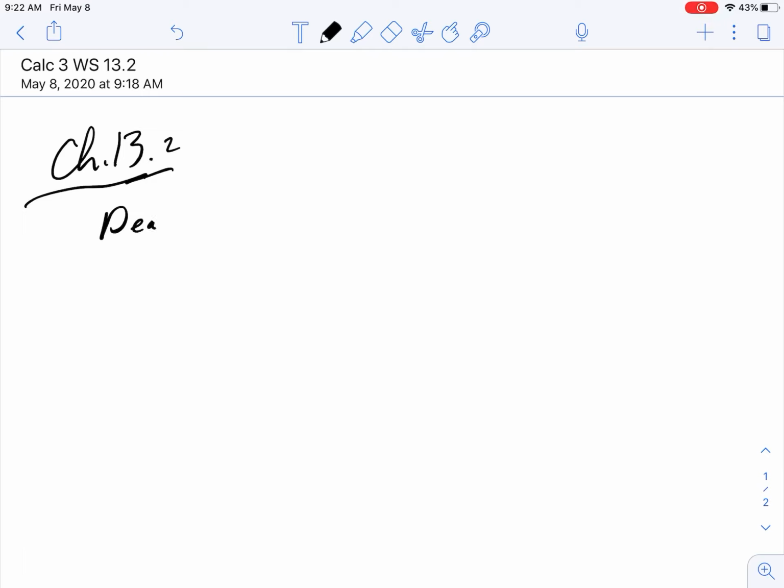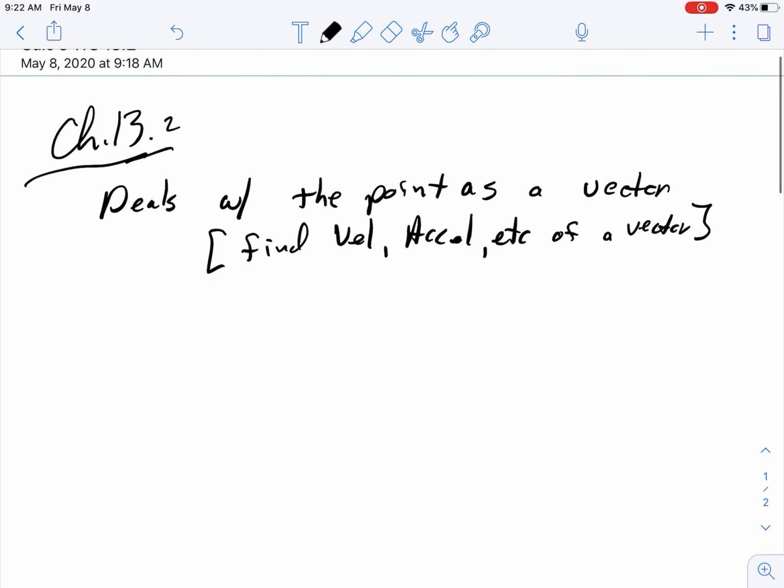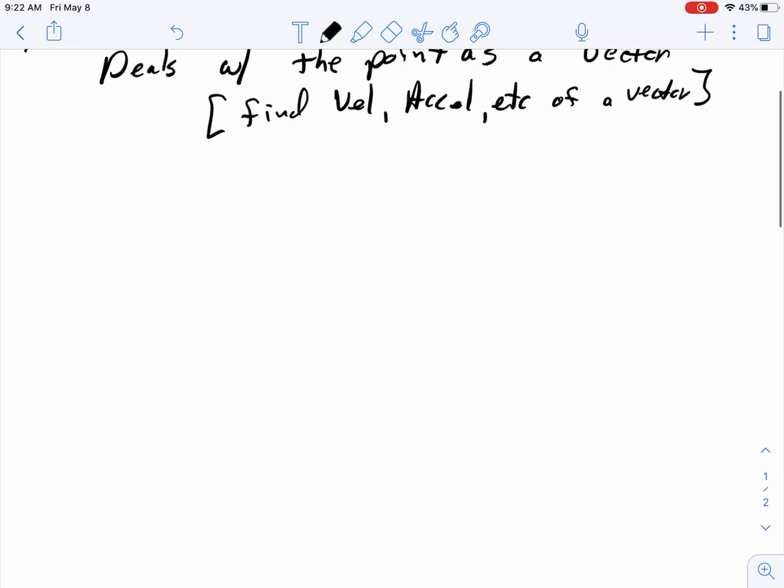Well, chapter 13 deals with the point as a vector. Okay, so basically we're going to be finding velocity, acceleration, etc. There's other things that we'll be finding with that of a vector. Now, don't panic, it doesn't really change too much, but let me go through an example of what I mean by chapter 12 versus chapter 13, how that is working.